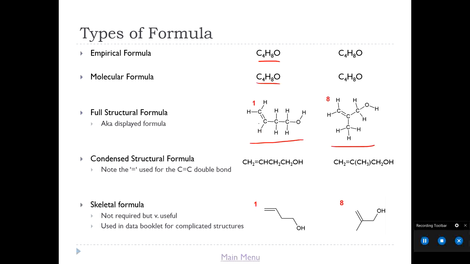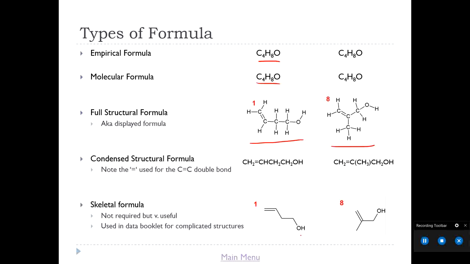So we can see in the first one, we have our double carbon bond first, then two carbons in a chain, and then our alcohol at the end, so our OH. In the second one, we put the methyl group here in brackets because it's branching off of the main chain. So anytime something's coming off of the main chain, you can use brackets to signify that. Then our CH2 and our OH.